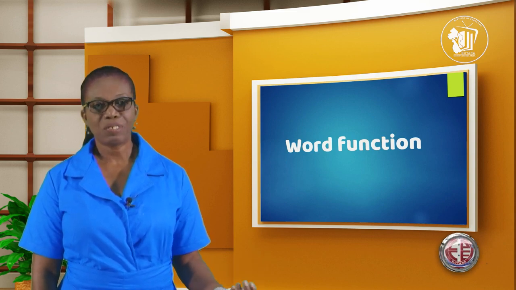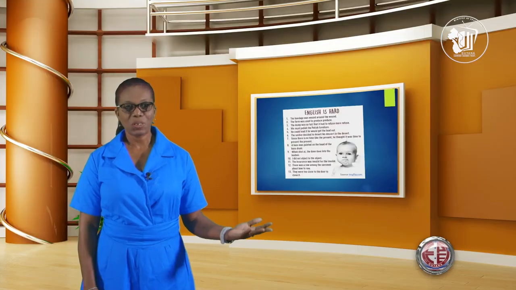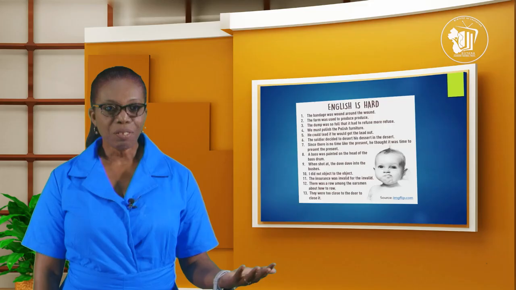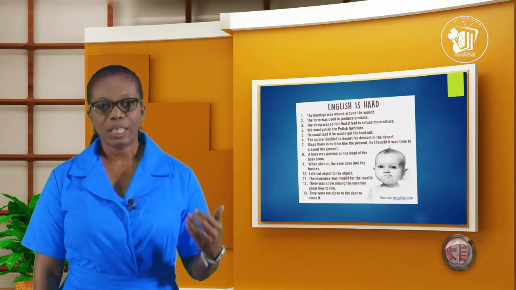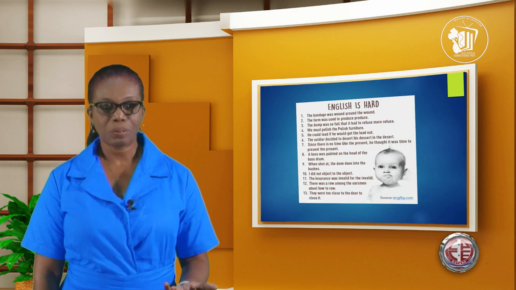Now, many of us think that English is very hard. And if we look at the picture that we have there, we can see that words have different changes in meaning. For example, let's look at: the badge was wound around the womb. We have the word wound, and it's used to function differently both times.